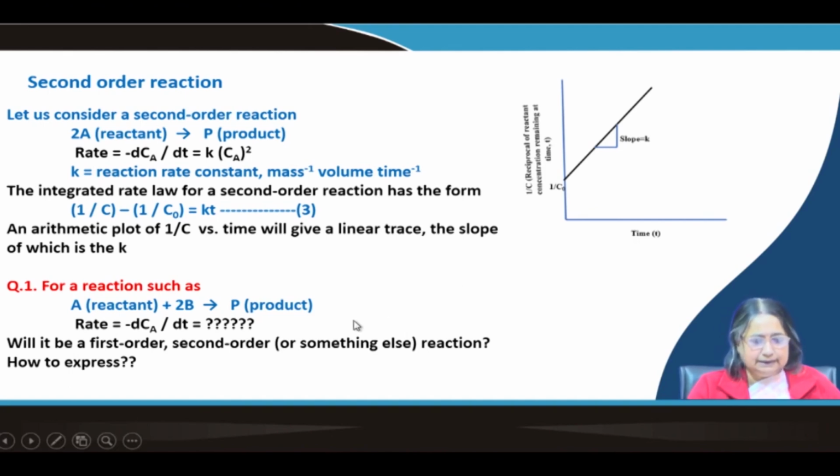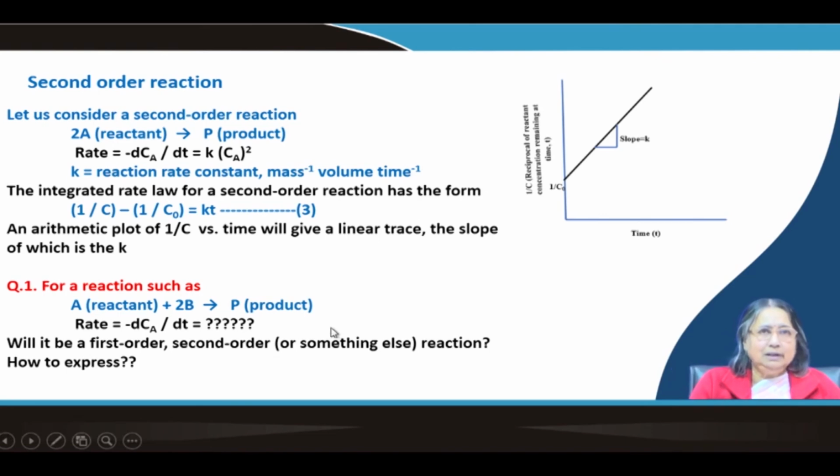Now, for a reaction, this is an example. In the previous examples we have shown only one reactant, but here there are two reactants. A is the reactant, the stoichiometry is 1, and another reactant is B. So here the stoichiometry is 1 to 2, giving a product. If this is the case, then how will you tell about the rate? I have told you how you can express the rate, but what about the order? What will be the order?